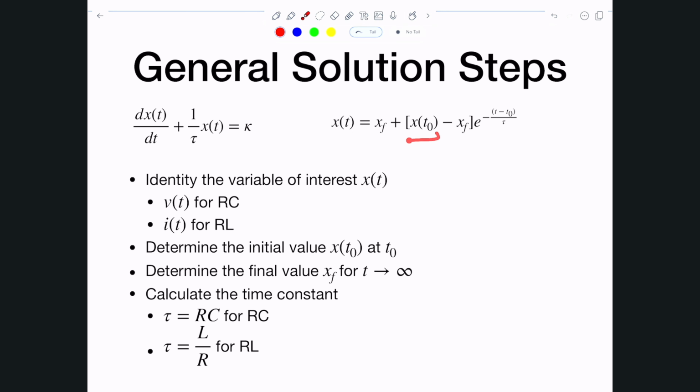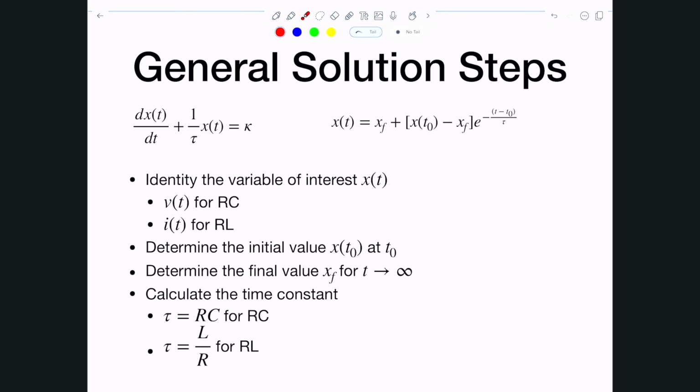And then once you figure out the initial value, you ask, what happens after switching? You wait for a very long time, and you treat the circuit as if the capacitor is an open circuit or the inductor is a short circuit, and then you figure out x of f, the final value of the current or the final value of the voltage. That's what you do.